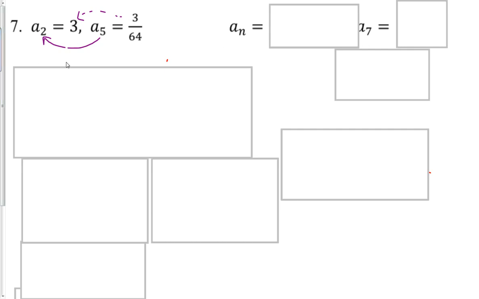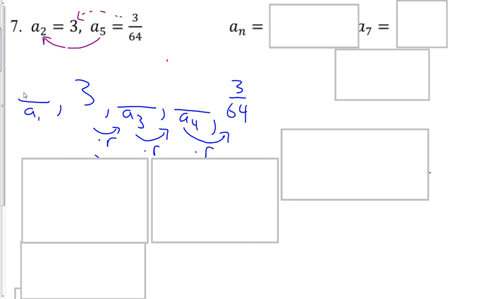How I like to think of it is if you draw blanks: a sub 1 is a blank, and then the next blank is 3, and then 2 more blanks for the 3rd and 4th terms, and then the fifth term is 3/64. Now each term we're jumping by r. So we're going to do 3 over 64 divided by 3 equals how many jumps, right? From 5 to 2, 5 minus 2 is 3, so that is 3 jumps.